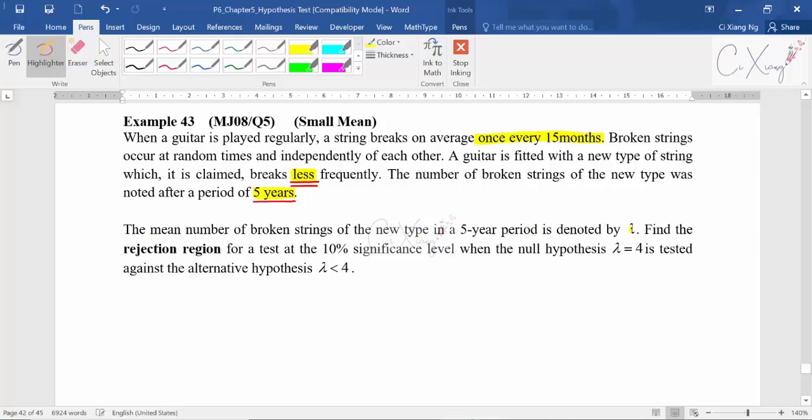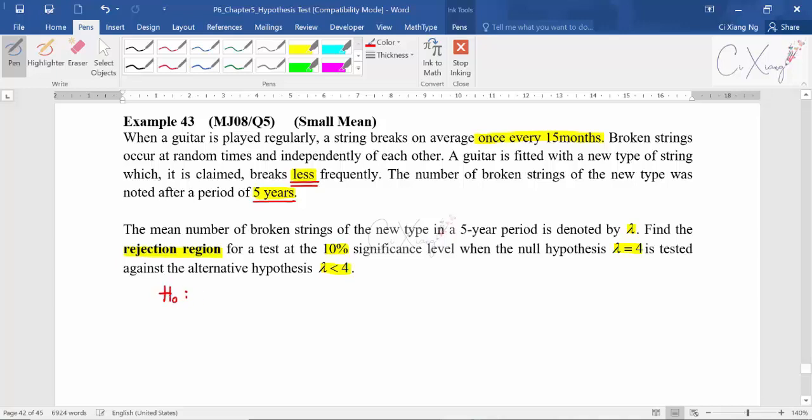The mean number of broken strings of the new type in the 5-year period is denoted by lambda. Find the rejection region for the test at 10% significance level when the null hypothesis is lambda equals 4, tested against the alternative hypothesis, lambda smaller than 4. Here they already tell you that 4 is the lambda for 5 years. They just want you to calculate the rejection region.